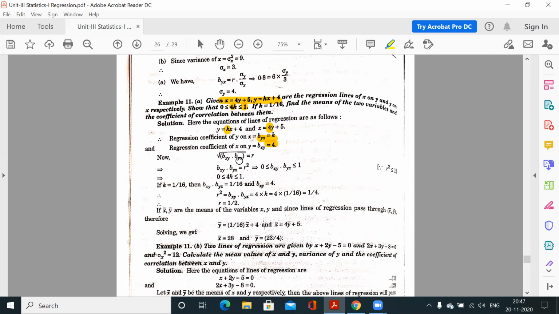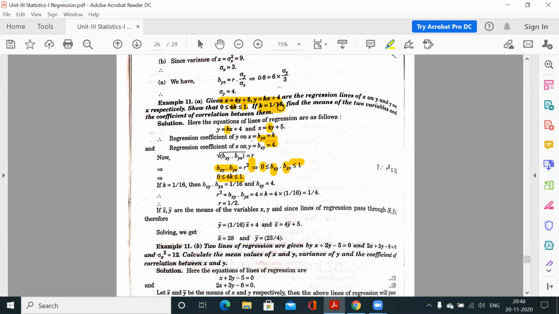So we know that r is equal to the square root of the product, that means r square is the product of bxy and byx. We know that the r square value is always between 0 and 1, because this is r square. Otherwise r is between -1 and +1. So the product is also between 0 and 1, and the product is bxy, which is 4, and byx, which is k. So this 4k lies between 0 and 1. So the first proof is there.